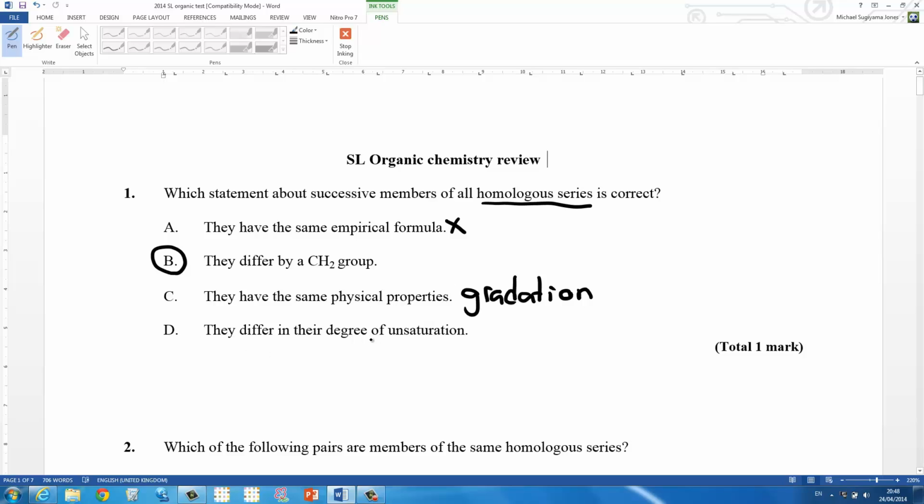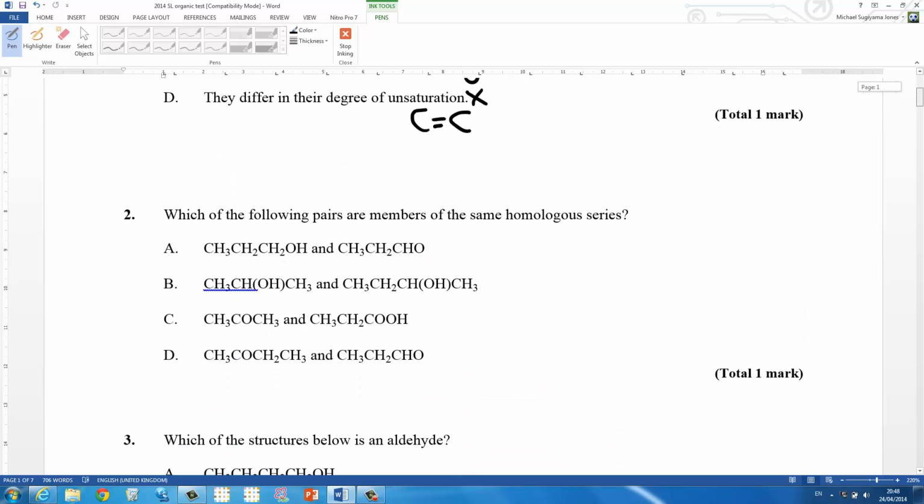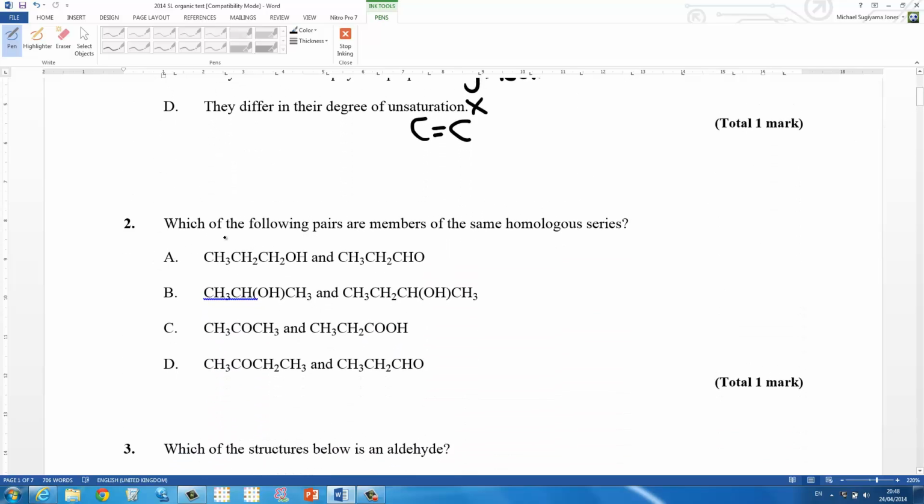And then D, they differ in their degree of unsaturation. Unsaturation means that they have carbon-to-carbon double bonds. That's not true for a homologous series. So the correct answer there is B. Moving on to question 2. Which of the following pairs are members of the same homologous series?